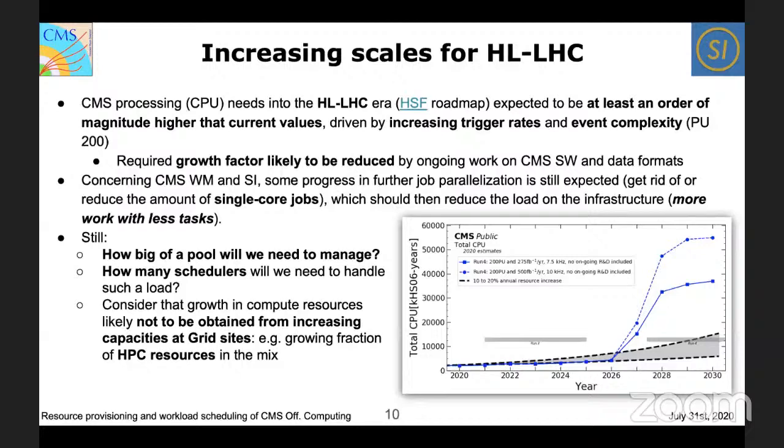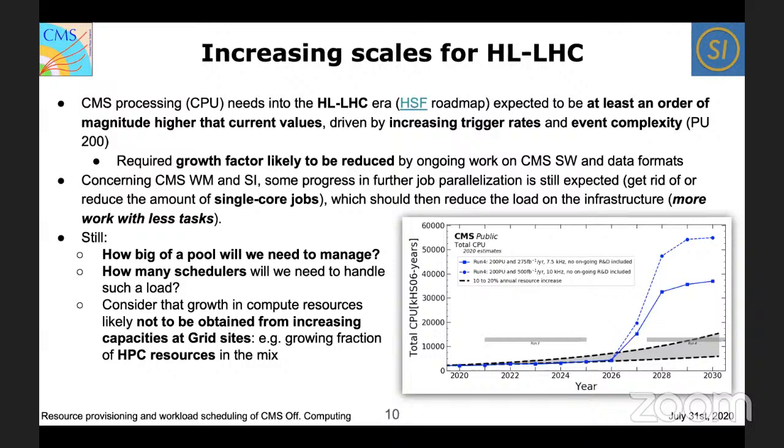this submission infrastructure and the capability to do the workload scheduling. One aspect is that even though we're running multi-core pilots, we are still running a non-negligible fraction of single-core jobs. This is expected to be completely eliminated, or at least very much reduced, so that by then we can increase the average number of cores per job and essentially do more work with fewer parallel tasks, therefore reducing the load on the infrastructure.